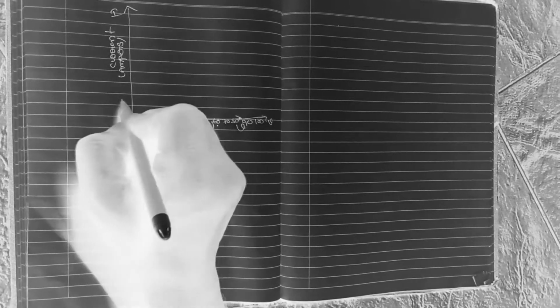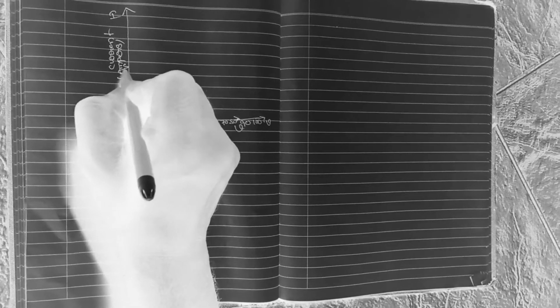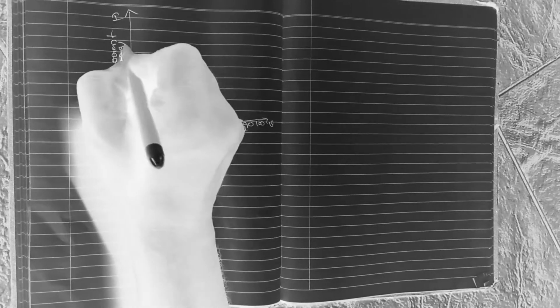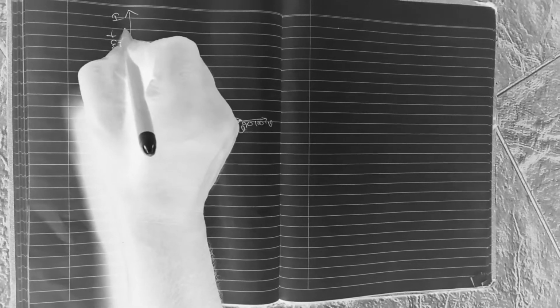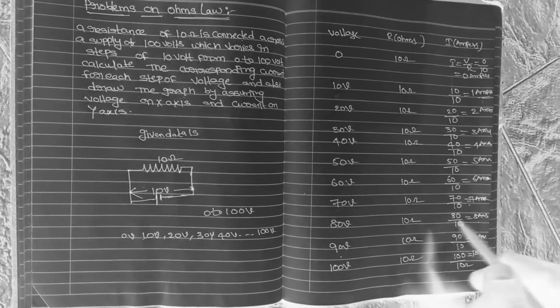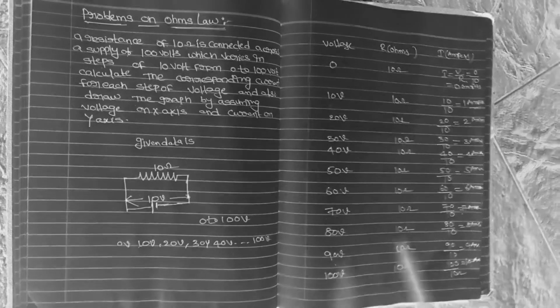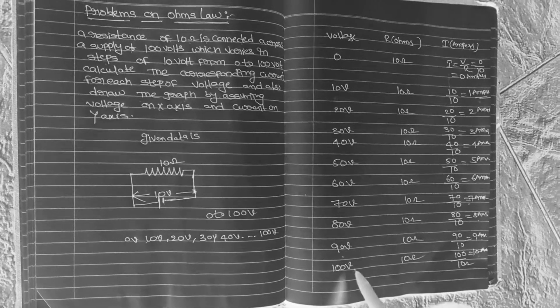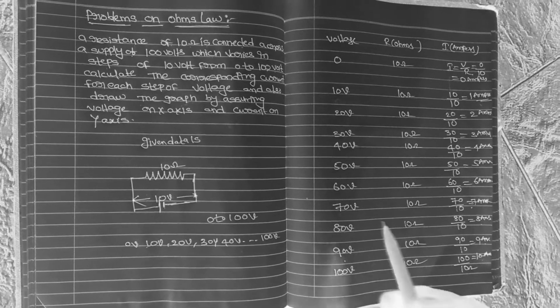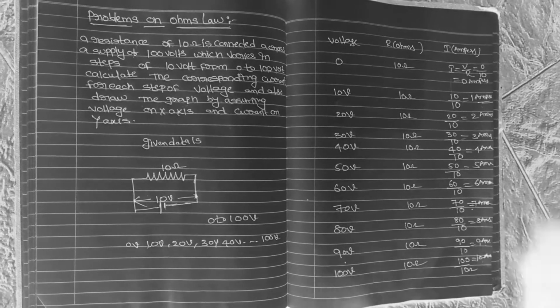Like 1 ampere, 2 amperes, 3 amperes, 4 amperes, 5 amperes, 6 amperes, 7 amperes, 8 amperes, 9 amperes and 10 amperes. Why? Because here the maximum we are getting is 10 amperes of current. So that's why in the graph we are representing up to 10 amperes only. And the maximum voltage is 100 volts, so we draw the x-axis up to 100 volts.